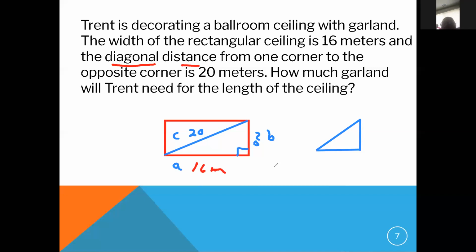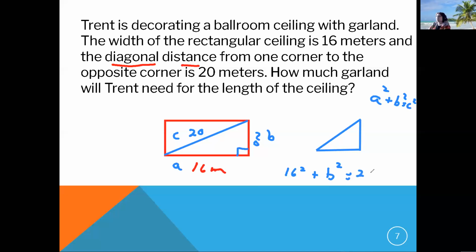A squared plus B squared equals C squared. So what am I going to put for A? 16. You told me 16, and C was 20. So 16 squared plus B squared, I don't know what B is, equals 20 squared, right?